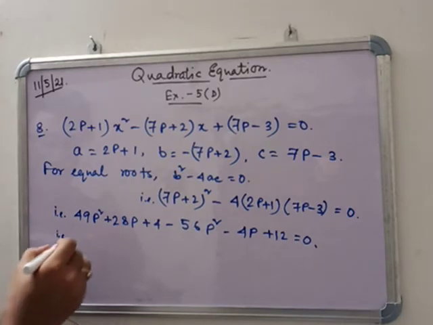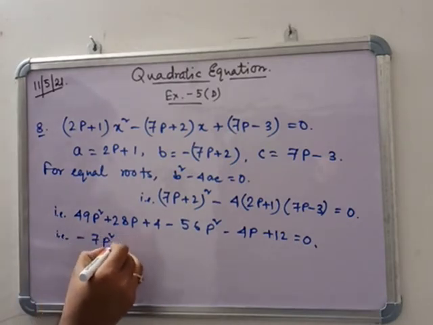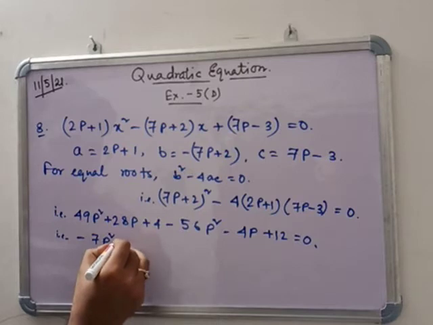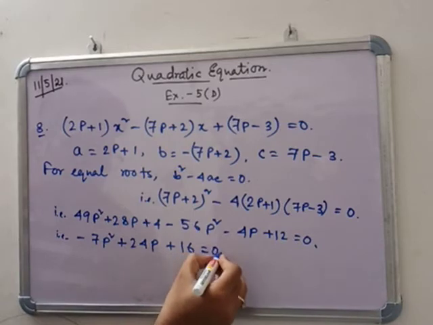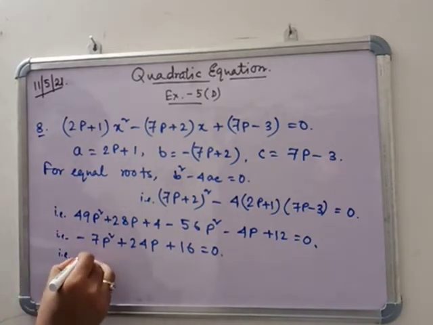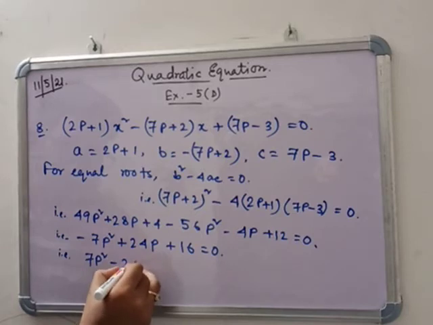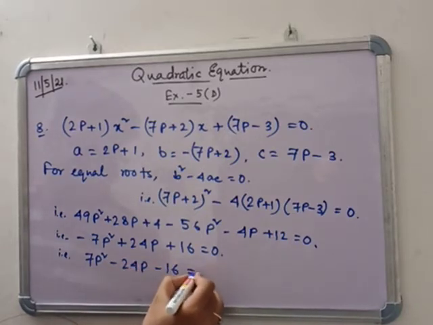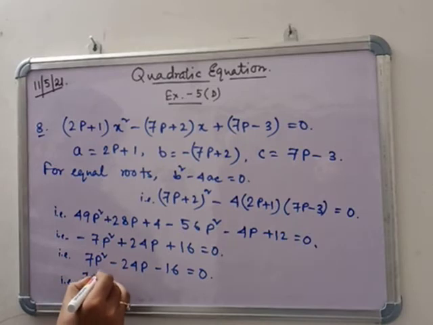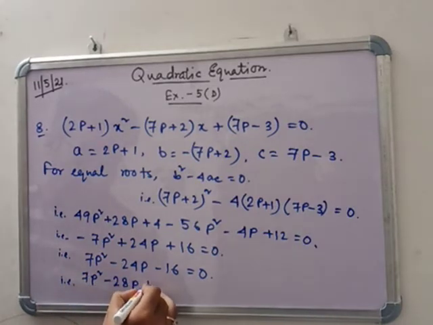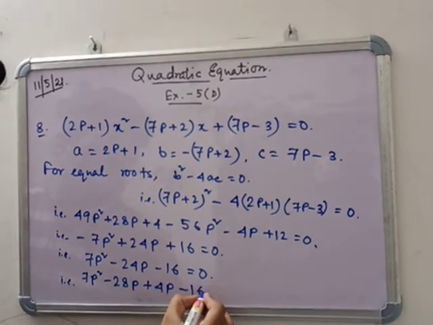So minus 7p square plus 24p plus 16 equals to 0. So that means 7p square minus 24p minus 16 equals to 0. Now, if we solve, then 16 into 7, 112. If you solve 112, then 28 into 4. So 7p square minus 28p plus 4p minus 16 equals to 0.